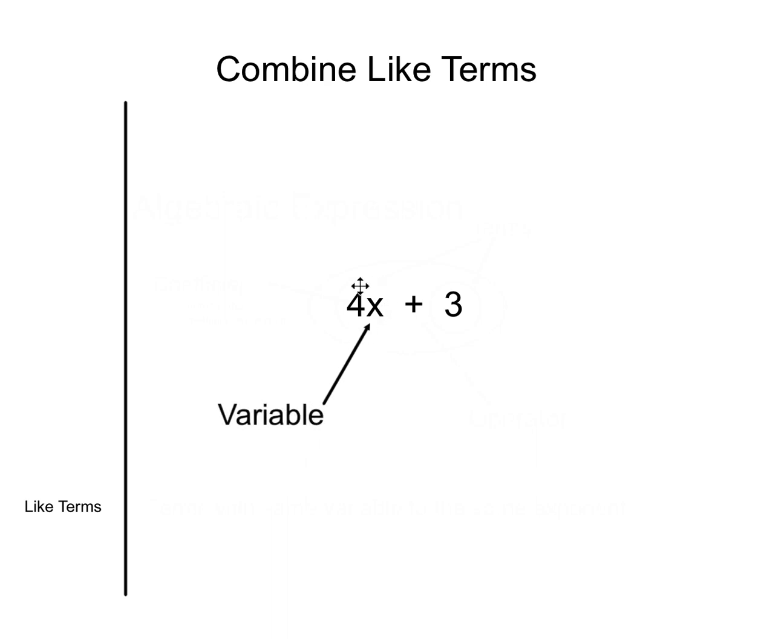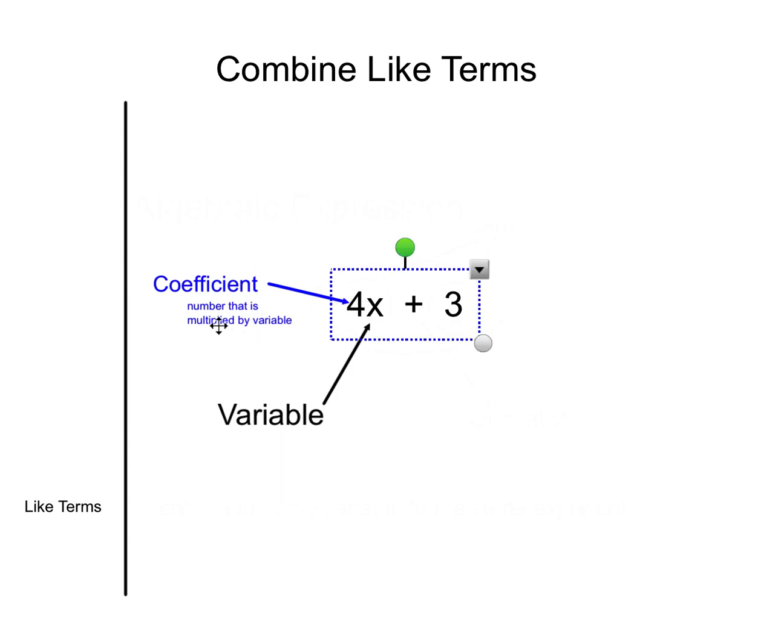Hopefully you remember the x is the variable. Well, the 4 out in front of it is called a coefficient. It's a word you'll start hearing more and more of. It's a number that is multiplied by the variable. So this tells me this isn't really the number 4, it's I have 4 x's. x plus x plus x plus x, or 4 x's.